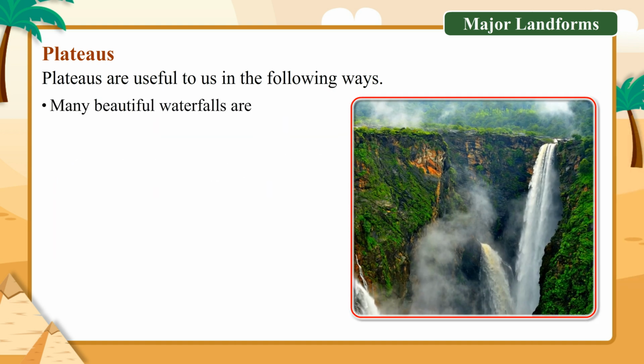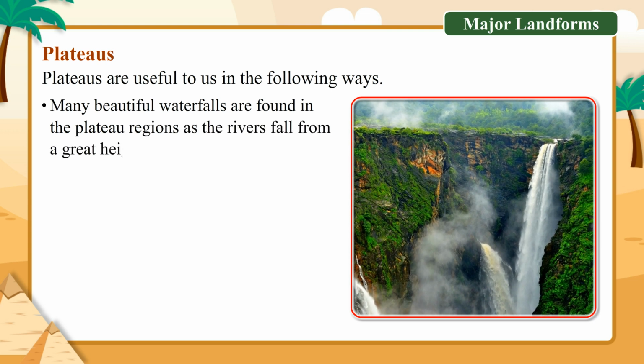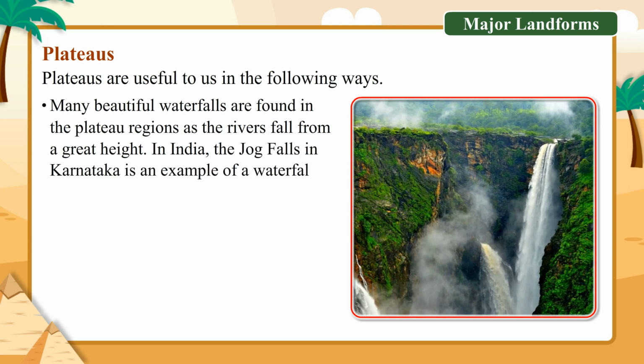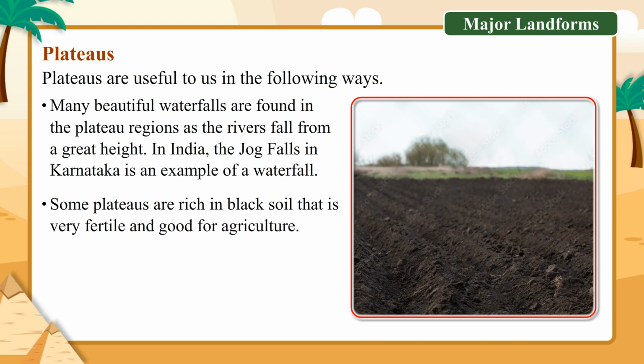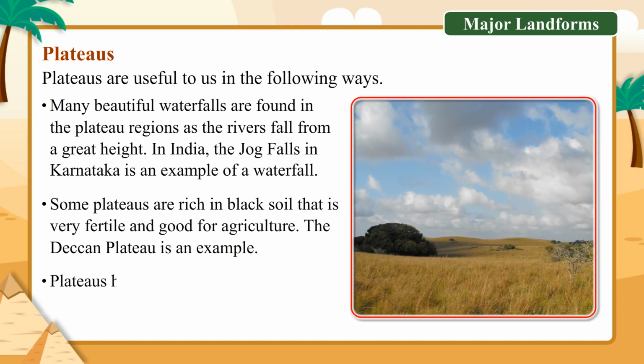Many beautiful waterfalls are found in the plateau regions as the rivers fall from great height. In India, the Jog Falls in Karnataka is an example of a waterfall. Some plateaus are rich in black soil, that is, very fertile and good for agriculture. The Deccan Plateau is an example. Plateaus have large grasslands on which cattle and sheep are reared.